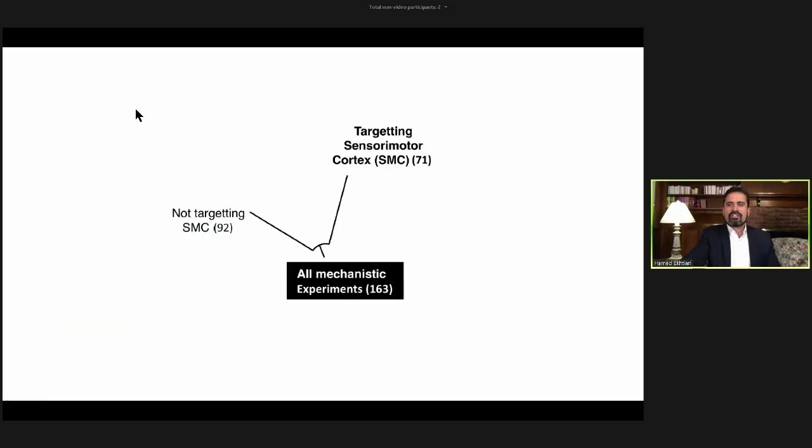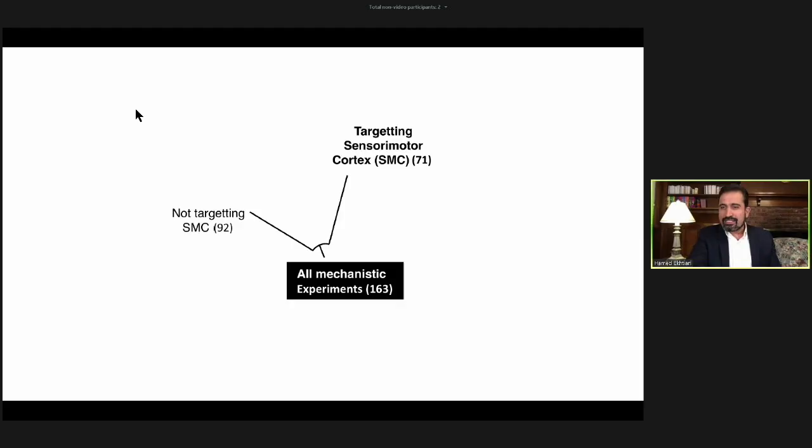But based on the number of the studies that I told you, you might say that it might be good to do a meta-analysis to have a better sense about how direct current stimulation on a specific brain area would change the activation inside the brain. So we had 163 mechanistic studies with TDCS, and 71 of them are on basically sensory motor area. So they put the electrode over the sensory motor area.